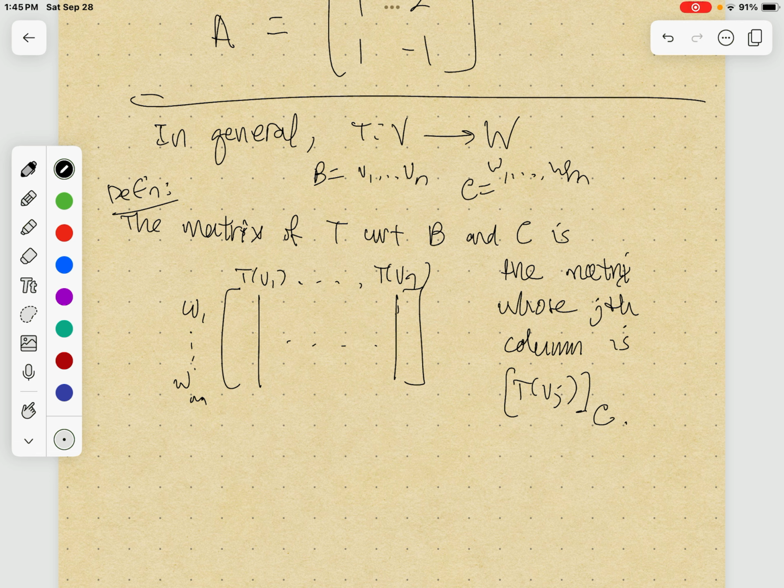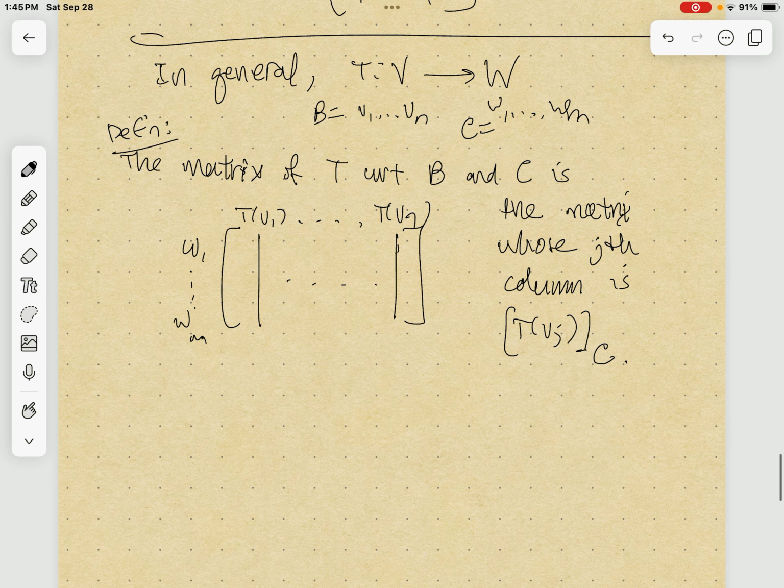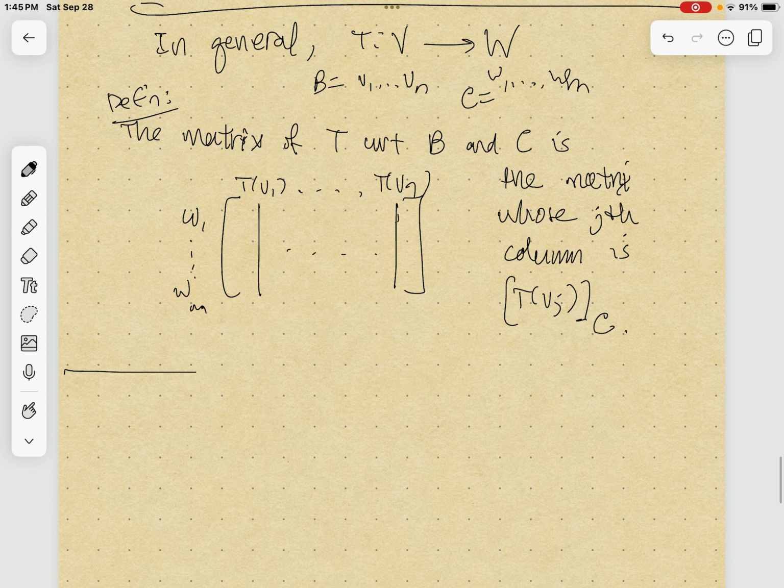That would be a precise way of stating it. Right? That's the definition. That definition makes sense. Okay, so in particular, let's look at the example that hopefully we're familiar with.